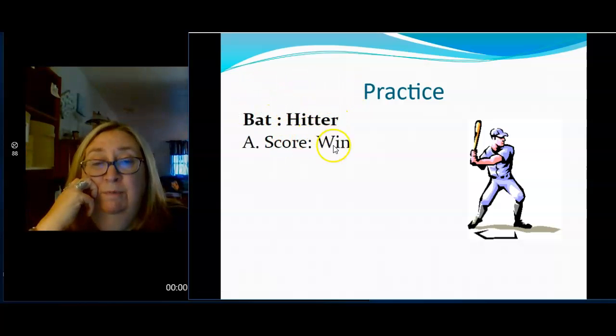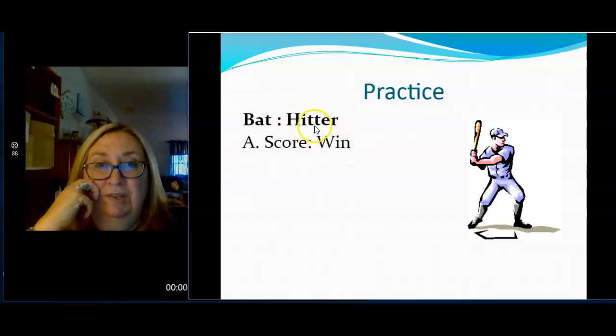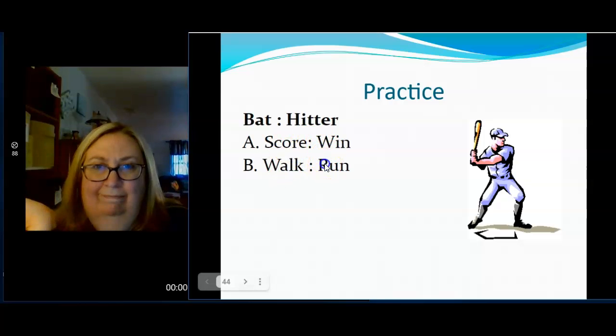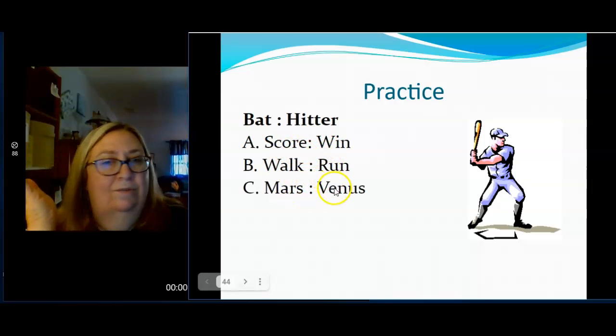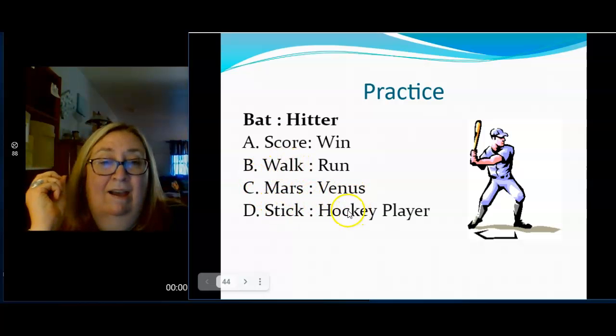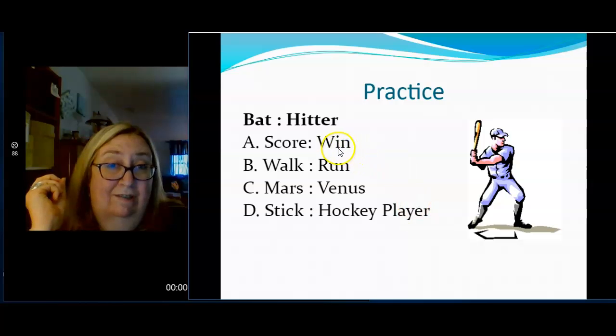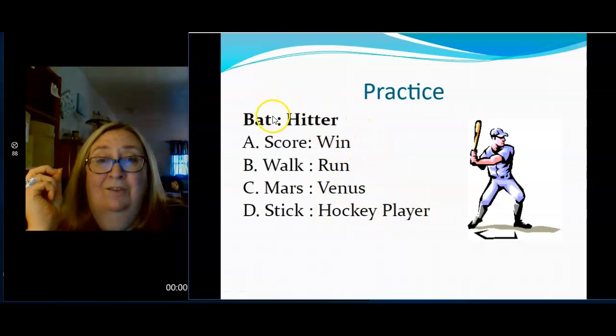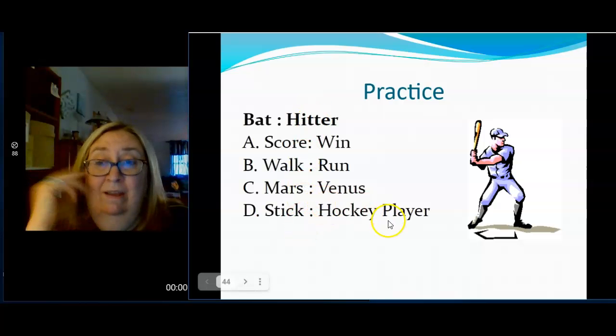A score is used by the win. So this is a person, a hitter. A win is not a person, so I know that's not going to work. Again, walk and run. Run is not a person, and a walk is not used by the run. Mars is not used by Venus. A stick is used by a hockey player. Here we finally have a person. So a hitter is a person, a hockey player is a person. A bat is used by a hitter, a stick is used by a hockey player.